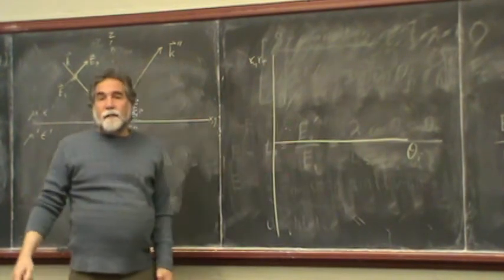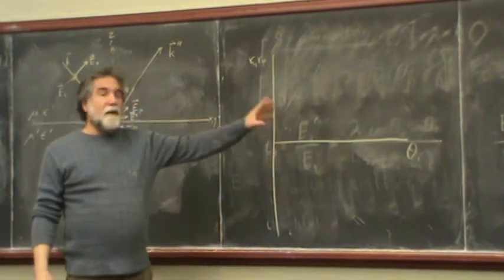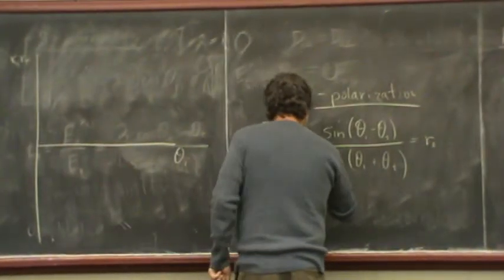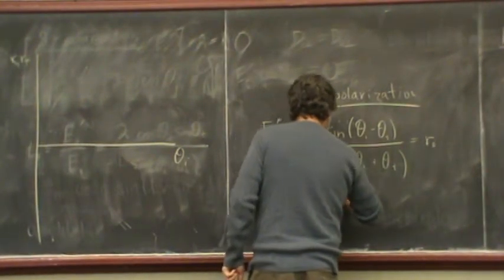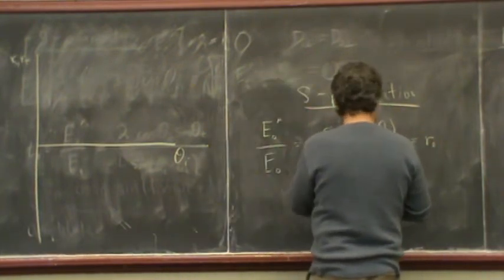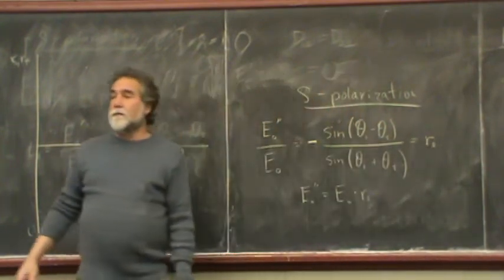Fresnel reflection coefficients, and perhaps I'll say one more thing here, which is that, okay, so I've got the amplitude of the reflected wave is equal to the amplitude of the incident wave times the Fresnel reflection coefficient.